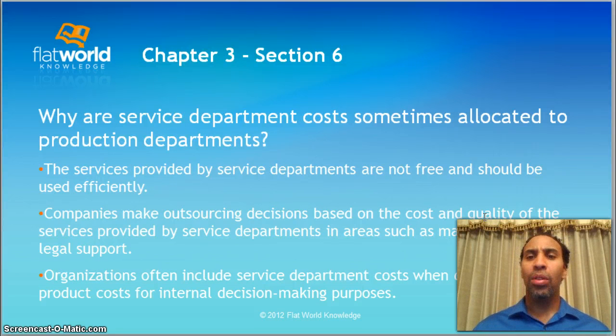So why are service department costs sometimes allocated to production departments? The services provided by the service departments are not free and should be used efficiently, right? So IT resources are not free, typically around $100 per billable hour, so you have to use them efficiently. Companies make outsourcing decisions based on the cost and quality of the services provided by the service departments in areas such as maintenance and legal support. And organizations often include service department costs when determining product costs for internal decision-making purposes.